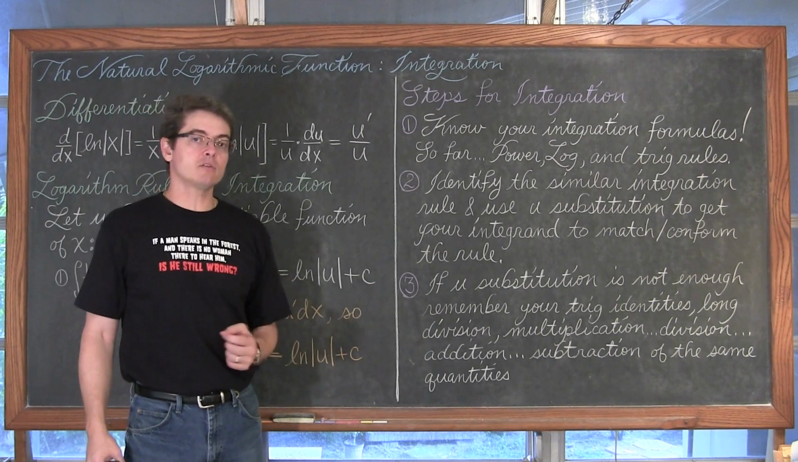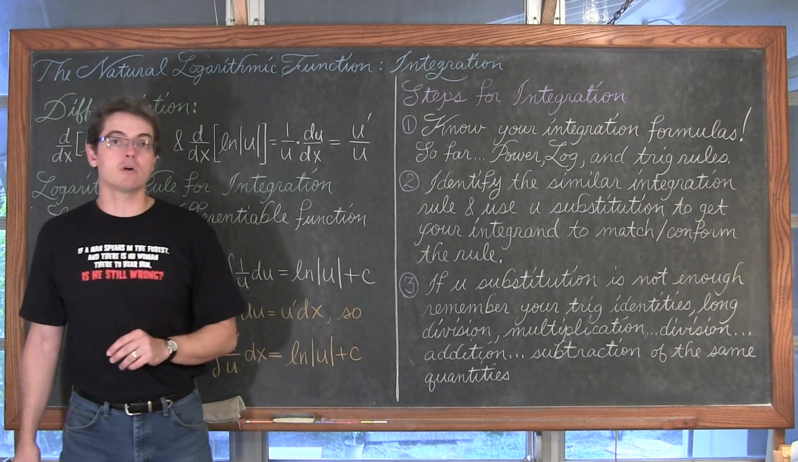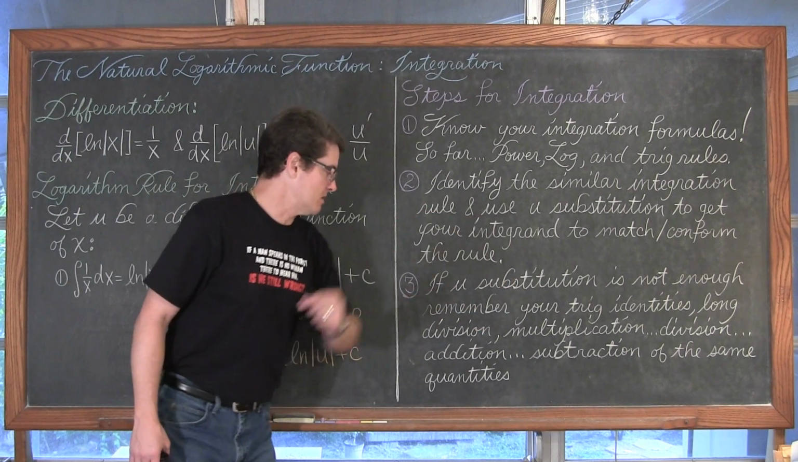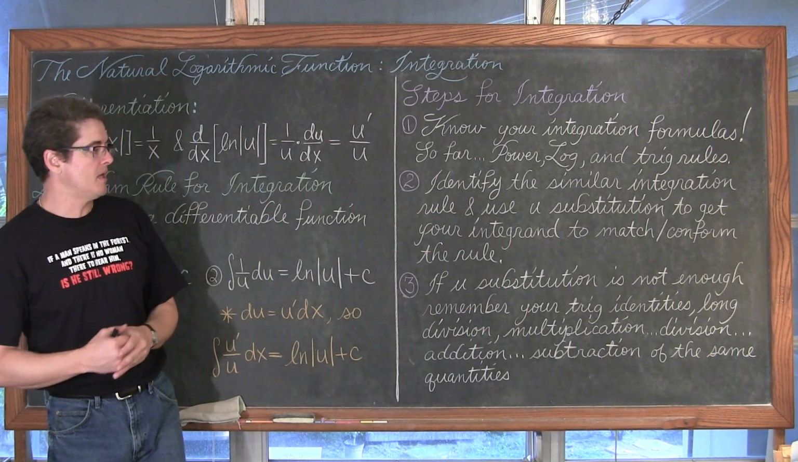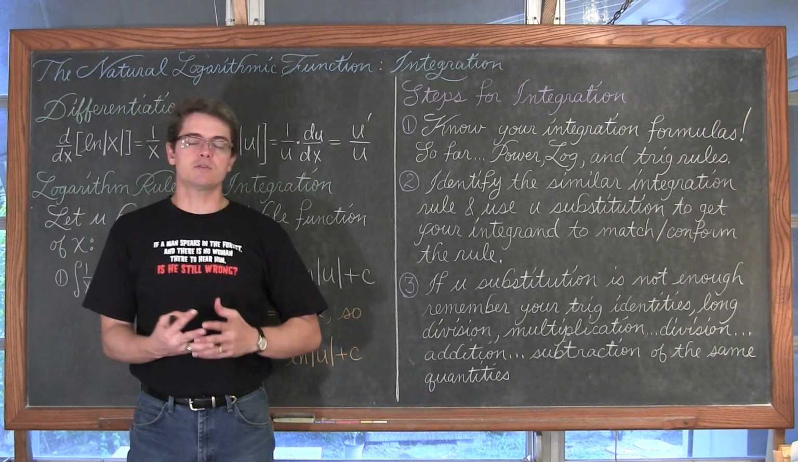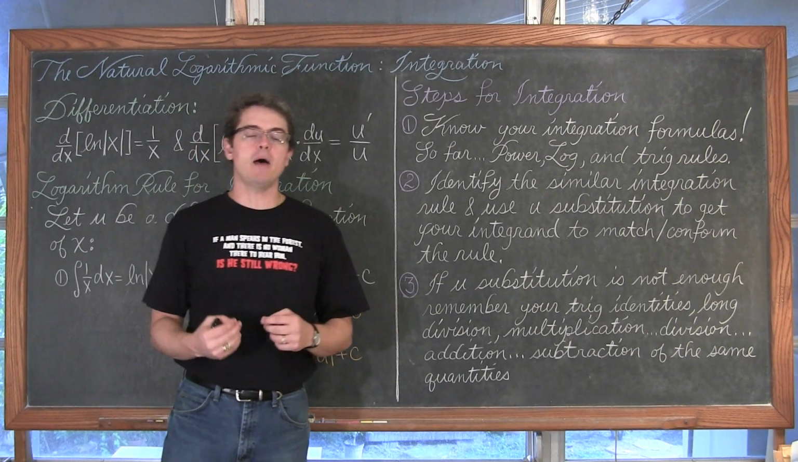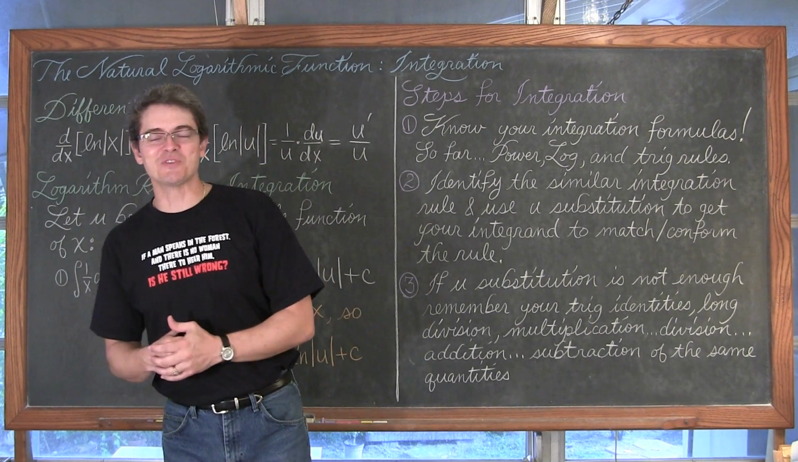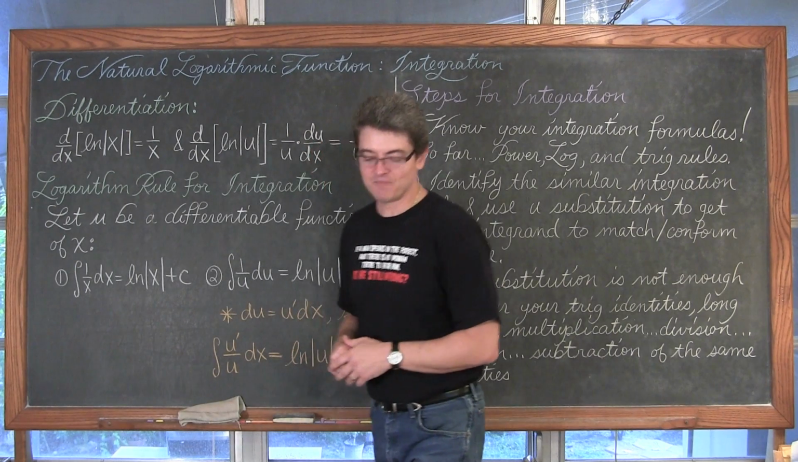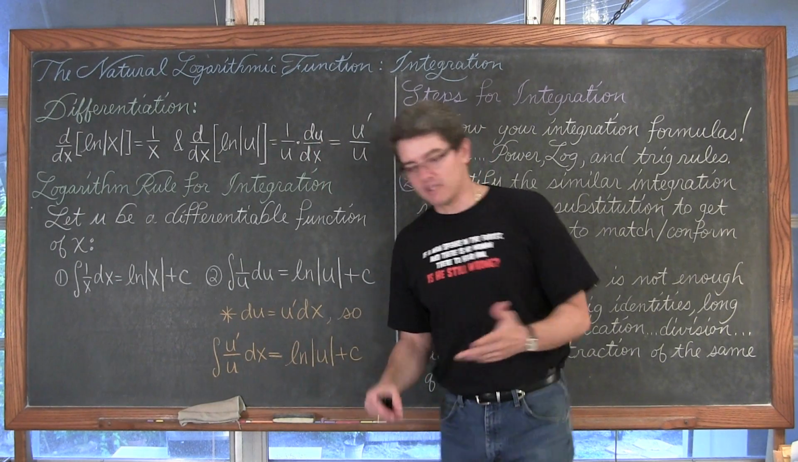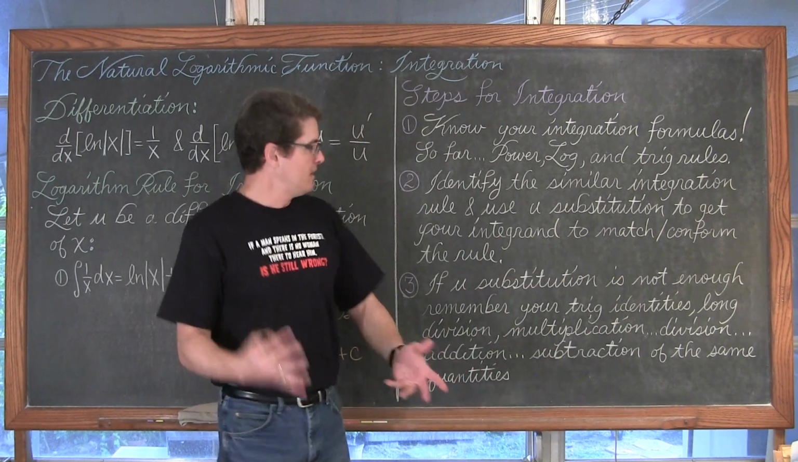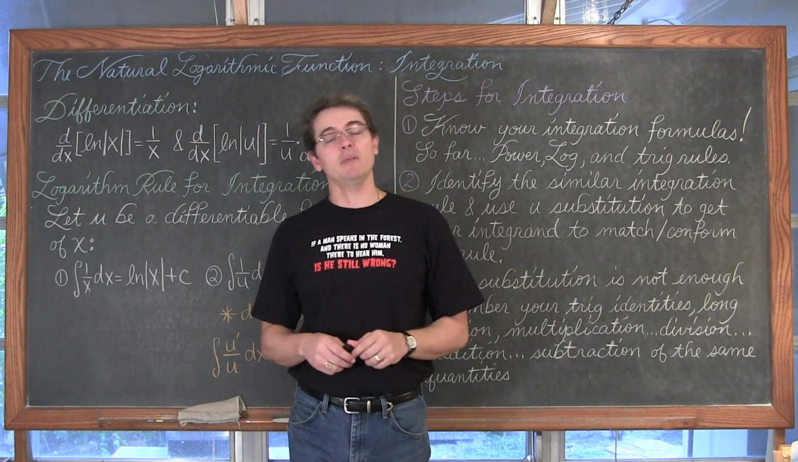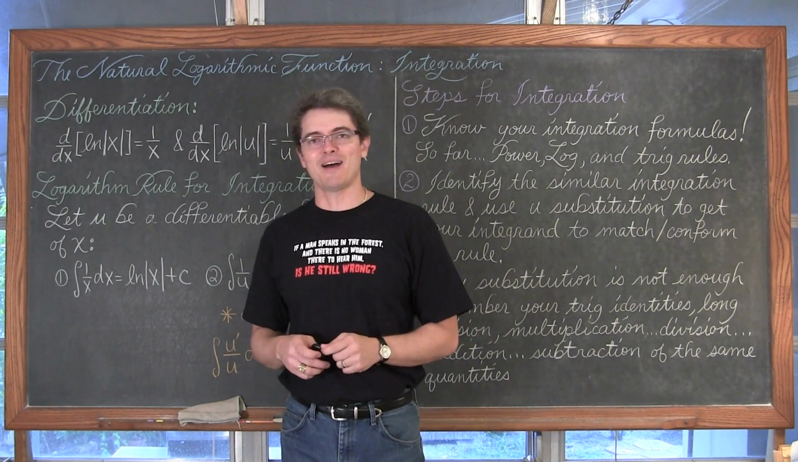Maybe you'll have to do some long division. We'll be doing one of those in our examples. Or maybe you need some multiplication, division, addition, or subtraction of some of the same quantities to, again, make your integrand match the rule that you're going to try and use to do that integration. Okay, clearly, with all these steps and trying to get them to conform, we need some examples, and that's why you're getting so many of them in this video, starting right now.